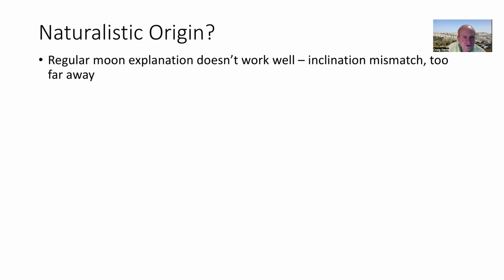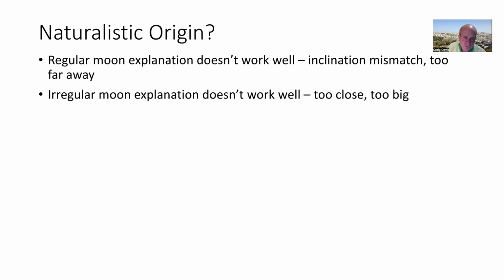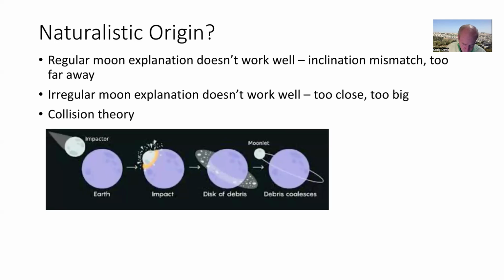Now, for a naturalistic origin theory, the regular moon explanation doesn't work too well. The inclination is mismatched and the moon is too far away. The irregular moon explanation doesn't work well either. It's actually too close and too big to be an irregular moon. So the going theory right now in naturalistic terms is that there was a collision. And it went sort of like this diagram shows. The early Earth was hit by something really huge, hit real hard, created a disk of debris, and the debris coalesced and formed a moon.